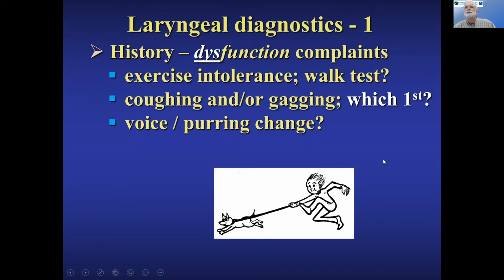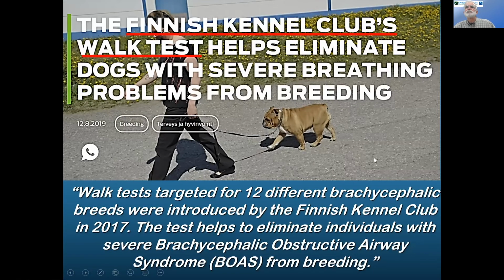So walk test, look at the Europeans here. This is the Finnish club. They are now stratifying the brachycephalics, having a 1 to 4 scale. And the top 2 are the better dogs, able to walk, are certified, if you will, as being okay. And the bottom 2 are not. And other countries are starting to do the same. US is way behind as usual on this.